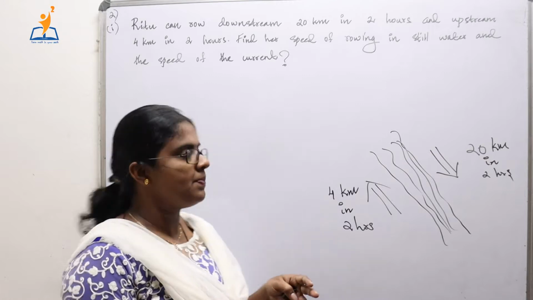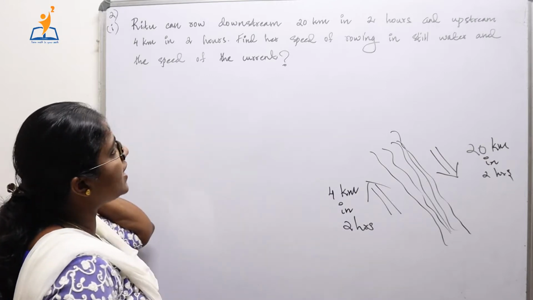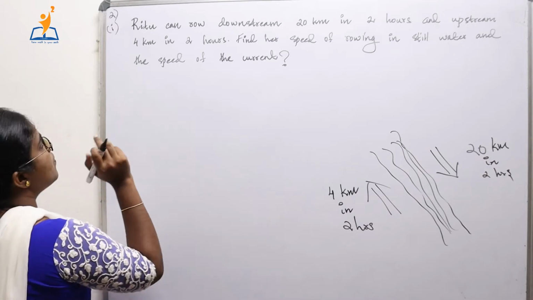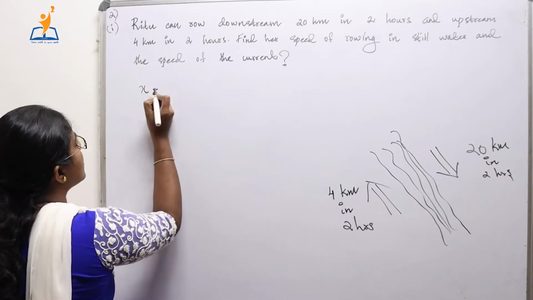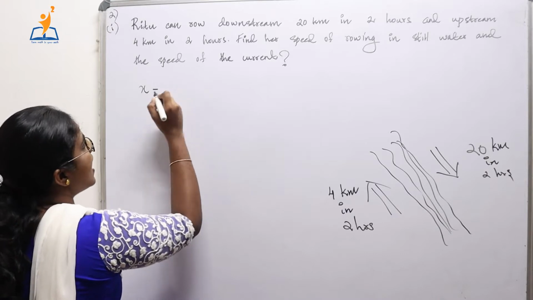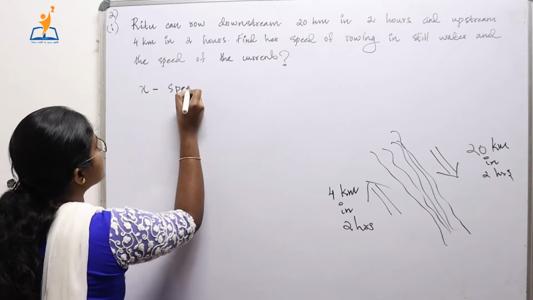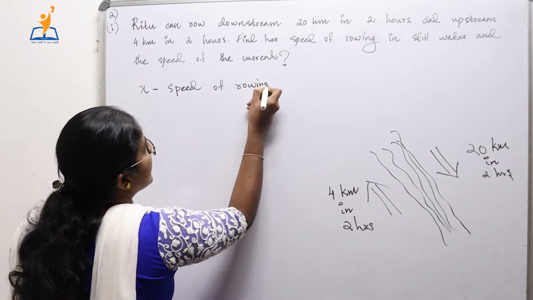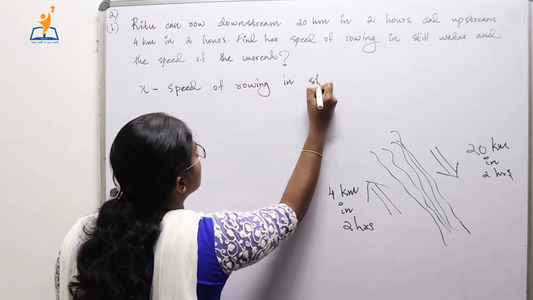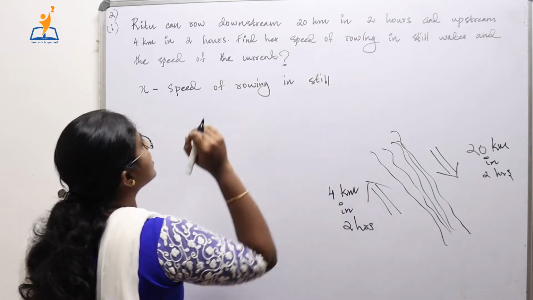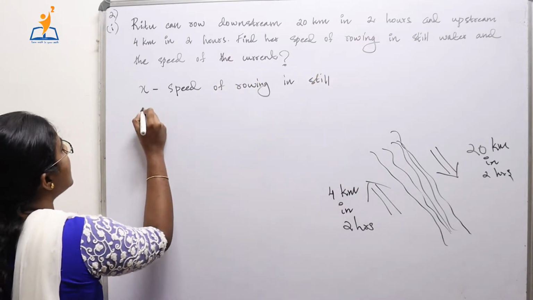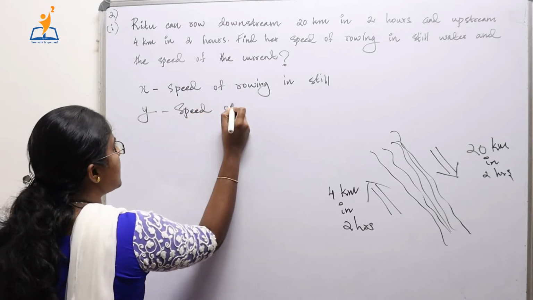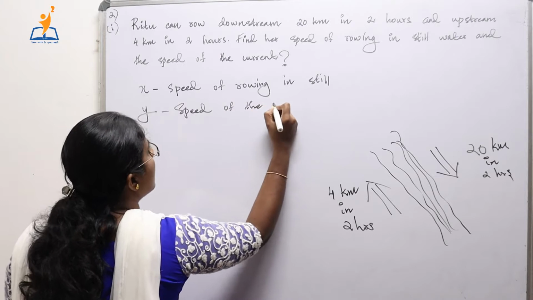Now what we are asked to find out is her speed of rowing in still water. So we are going to denote that by x, since it is unknown. So let x be the speed of rowing in still water. Now what will be y? One more thing is unknown to us, the speed of the current. So let y be the speed of the current.